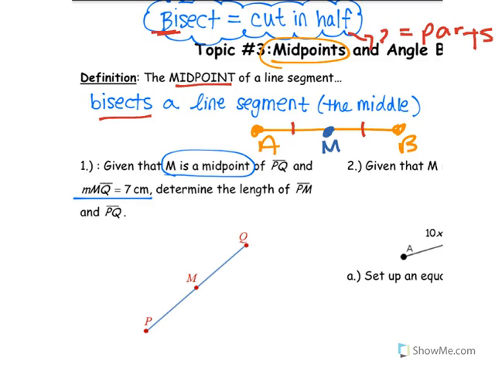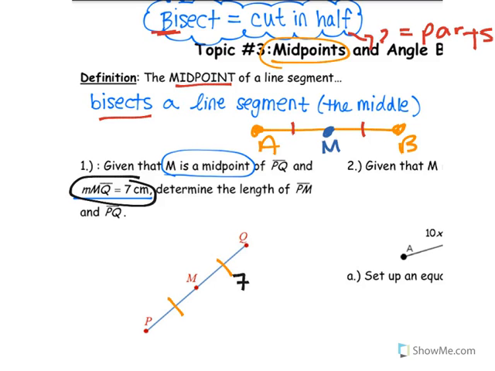So, looking at number 1, I'm given that M is the midpoint of PQ and that the measure of MQ is 7. Before I even look at what the question is asking me, I'm going to put that information into the diagram. The fact that M is the midpoint means that this segment PQ is getting split into 2 congruent pieces. So I'm going to mark those with tick marks. And I'm also going to label that the measure of MQ is 7 centimeters. So I'm going to put a 7 on the length of MQ, right?